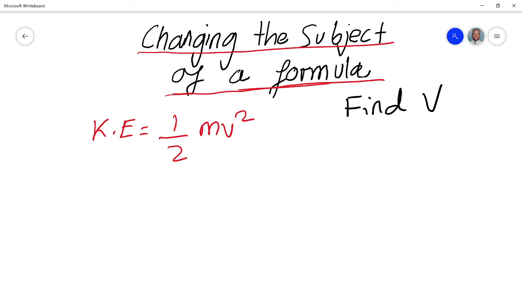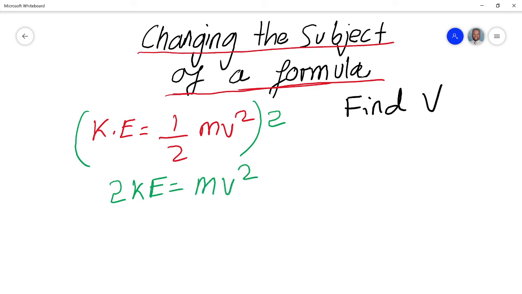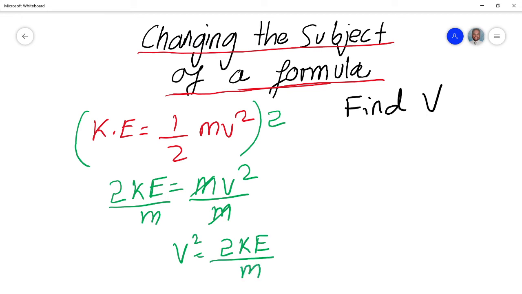All right, so what do I need to do? I'll multiply this by 2 again, so we can get rid of the fraction. So that's 2 kinetic energy equals mv squared. All right, now we need to divide by m, so we can get v squared. All right, so the m cancels out, so v squared equals 2 kinetic energy over m. Now the question asked us to find v, all right, not v squared.